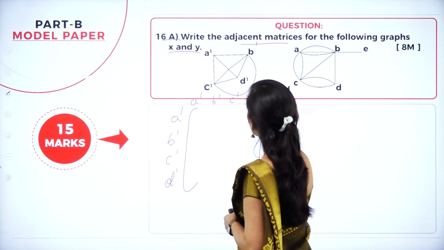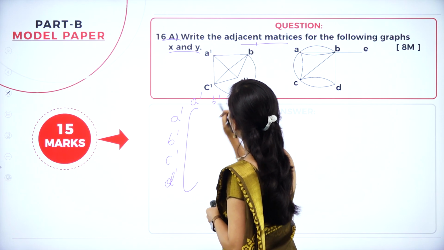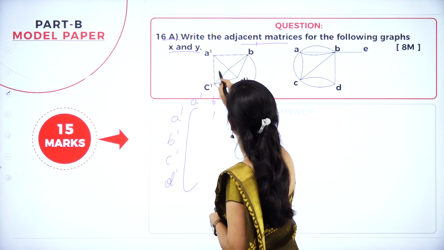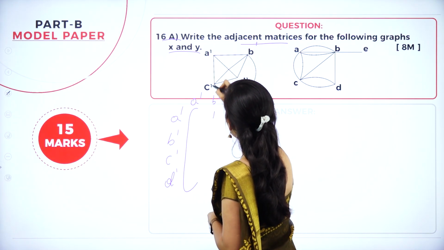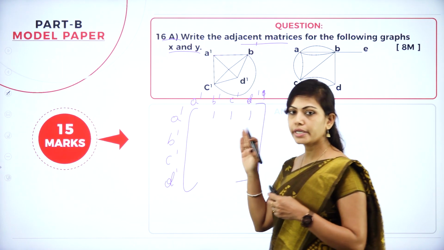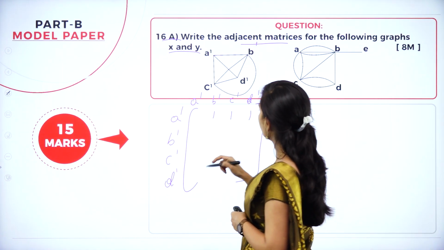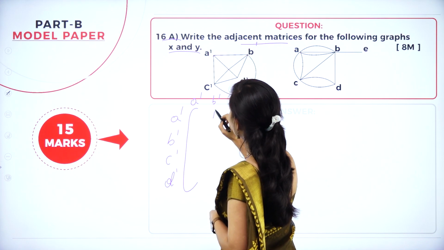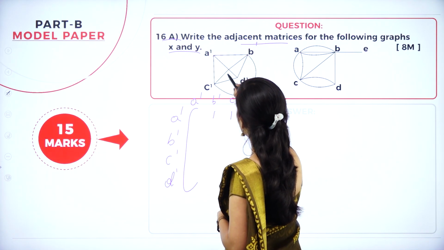So here A1 to B1, A1 to D1, A1 to C1. It is not a digraph, it is an undirected graph. So A1 to B1, 1, A1 to C1, A1 to D1.